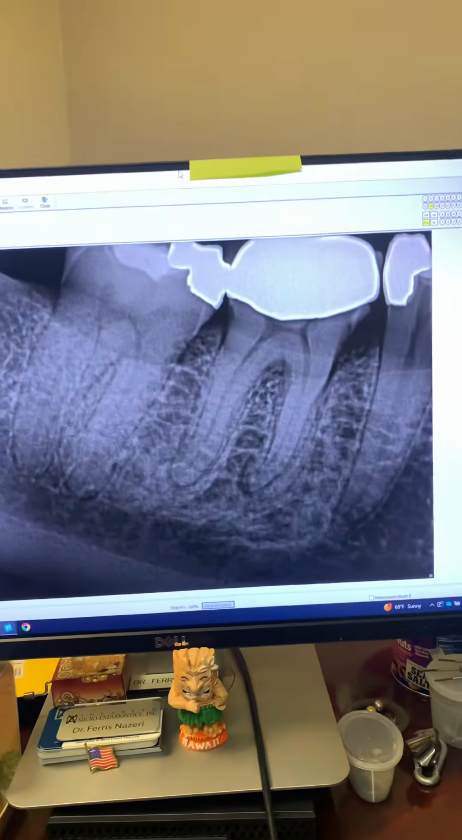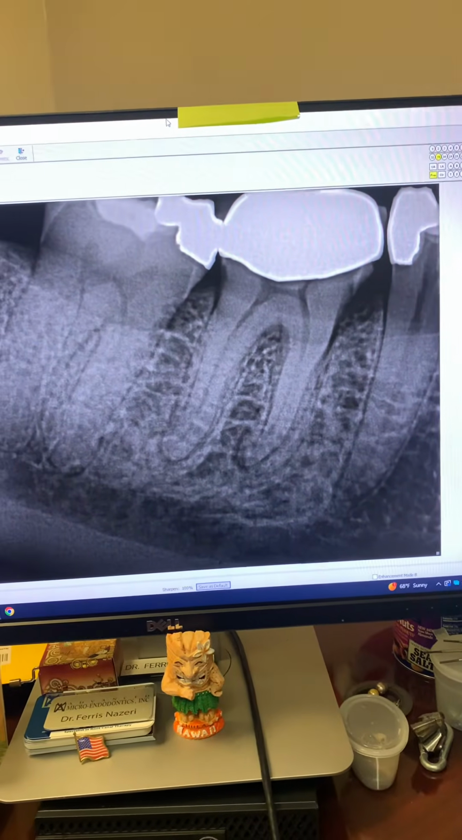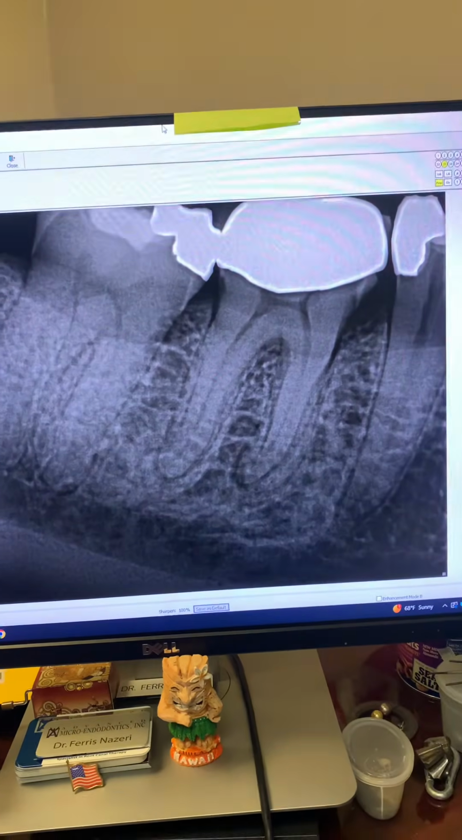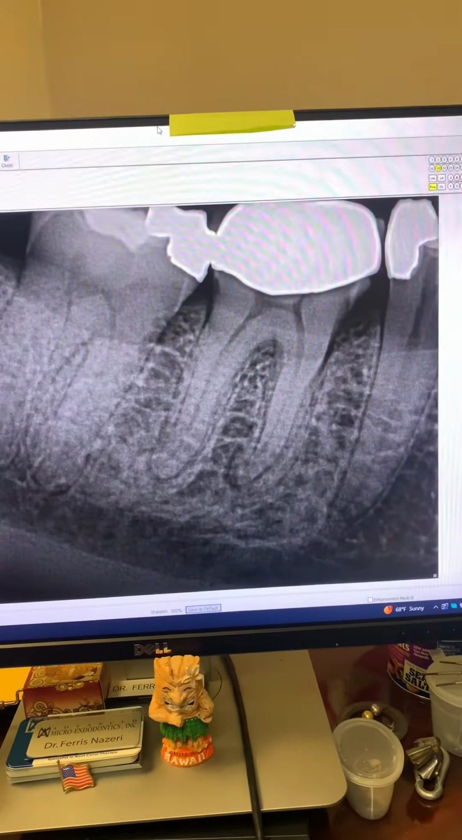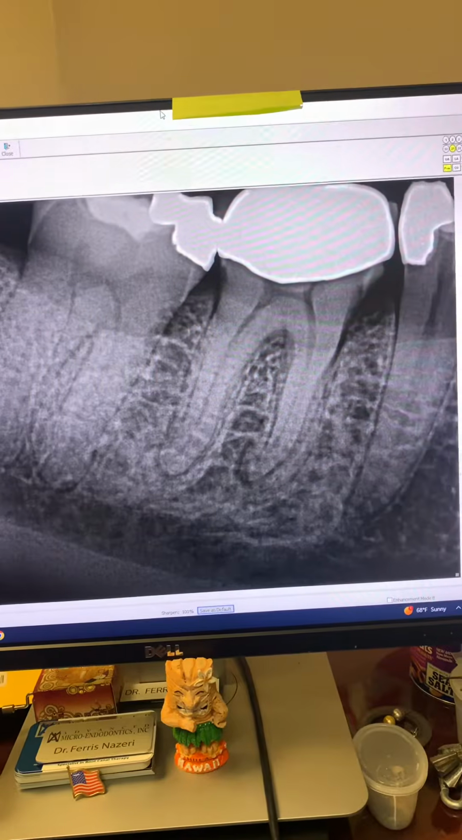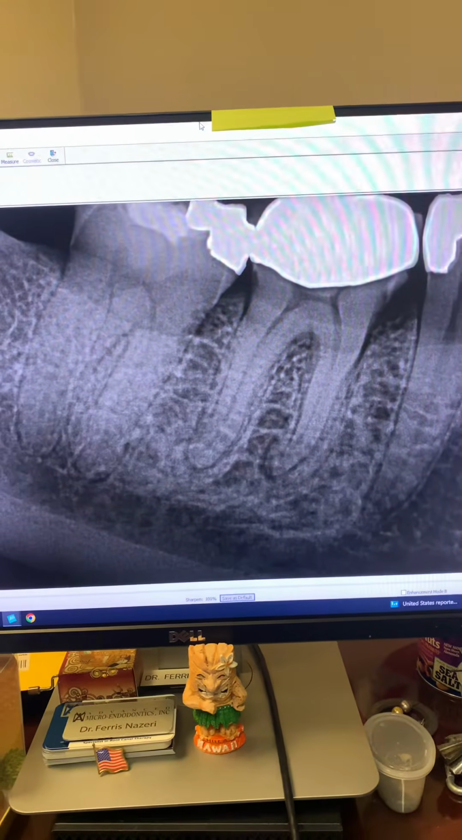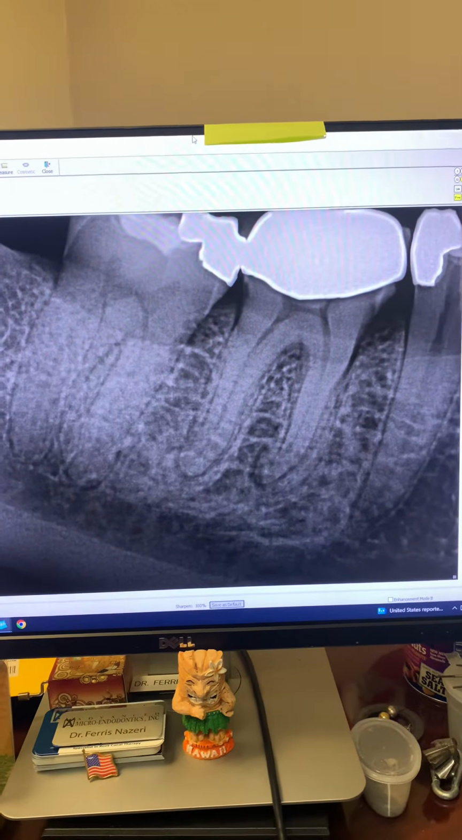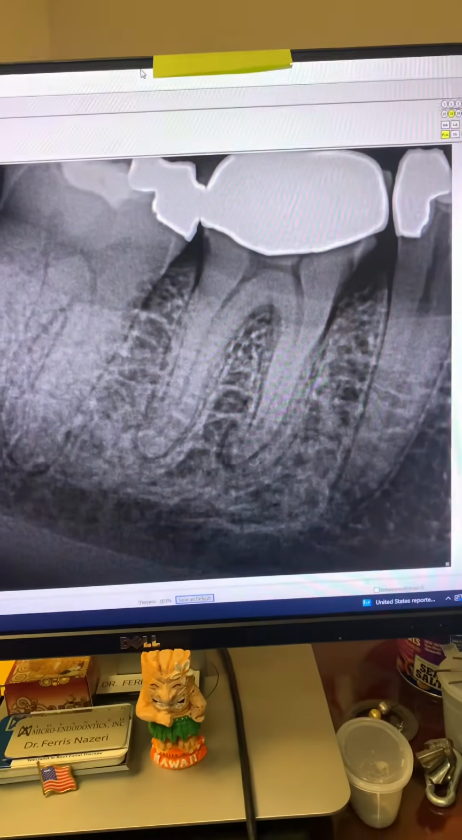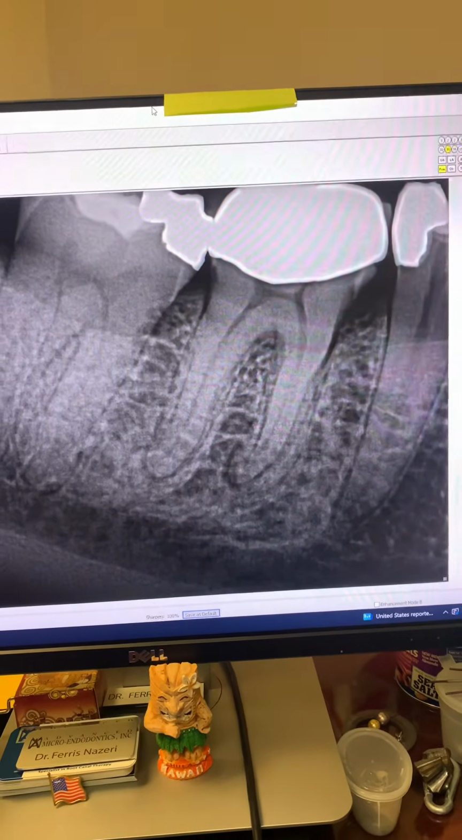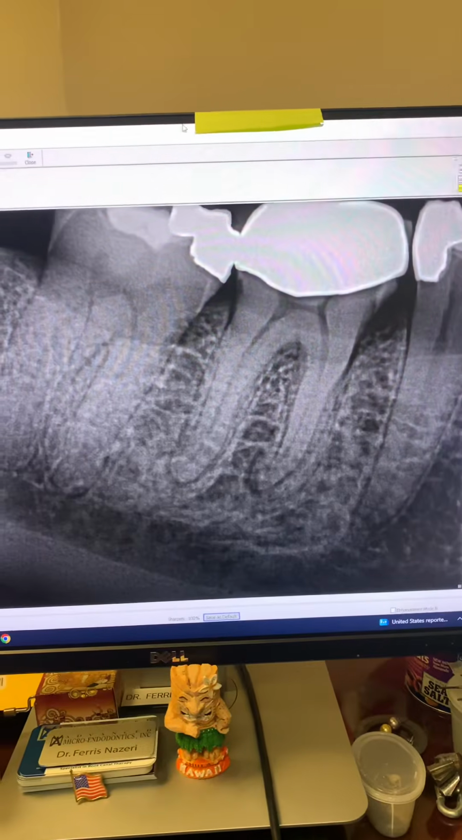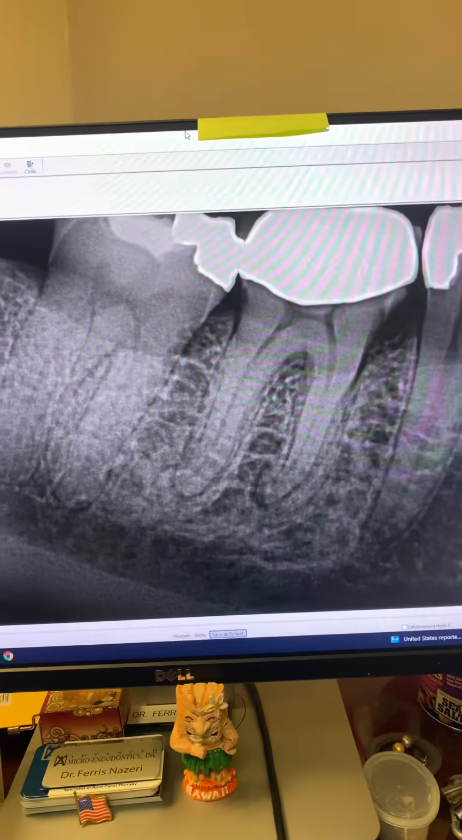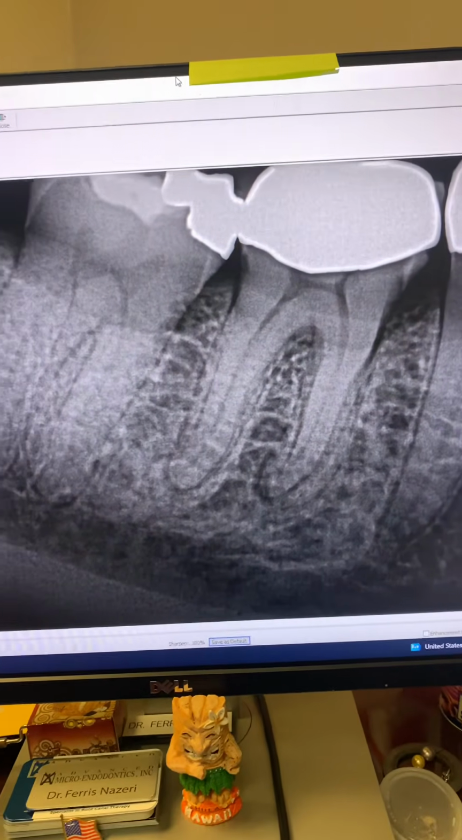This patient was referred to us for endodontic treatment of tooth number 30. Crown, according to the patient, about 10 years old. According to the patient, she couldn't even chew on the right side. Tooth hurt to everything: hot, cold, biting. So we went ahead and examined the tooth, and the diagnosis was irreversible pulpitis with acute apical periodontitis.